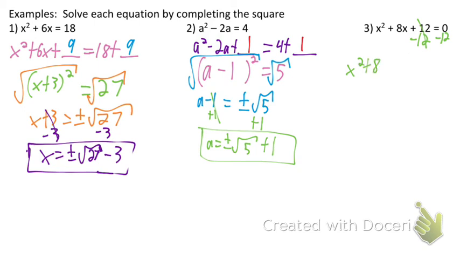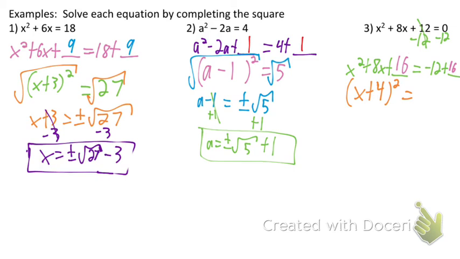X squared plus 8x plus blank is equal to negative 12 plus blank. 16 and 16, very good. Half of 8 is 4. Square that, you get 16. So when we go to factor here in a second, x plus 4 being squared. We don't do half of the last one, we do half of the middle, okay? Whatever it was that we squared is there, okay?